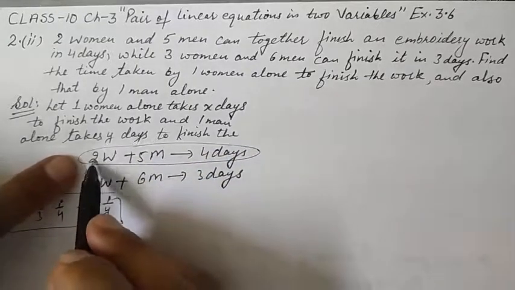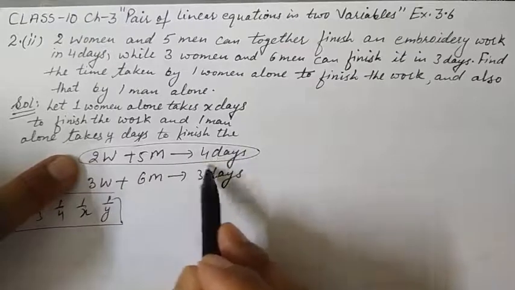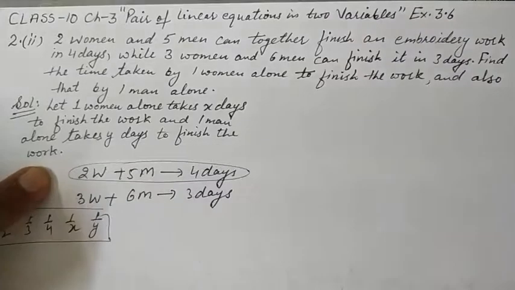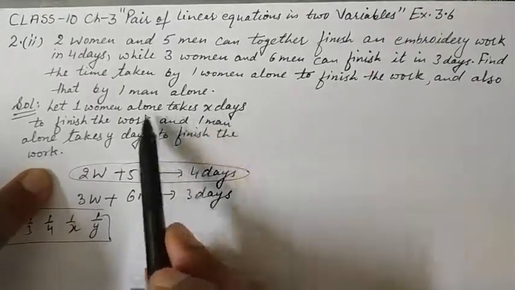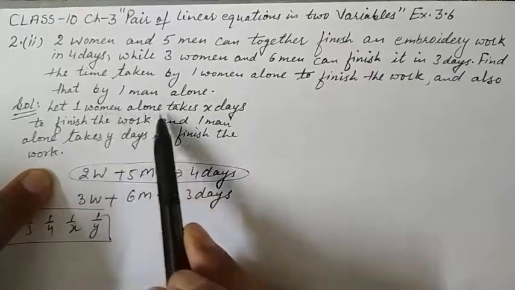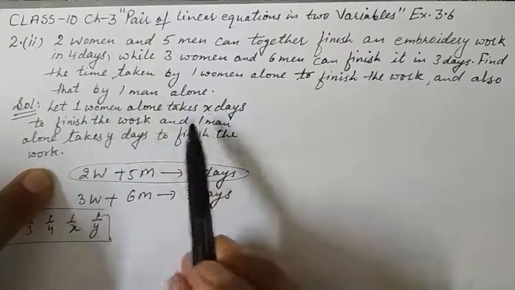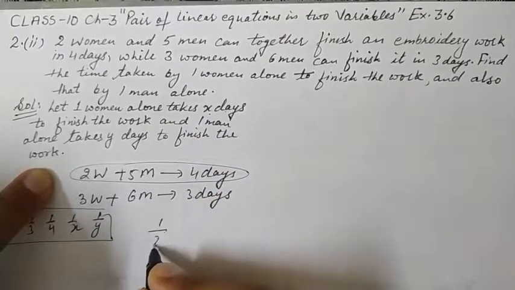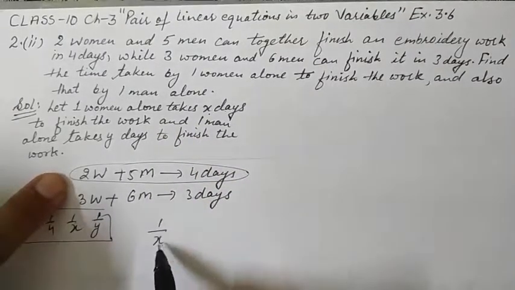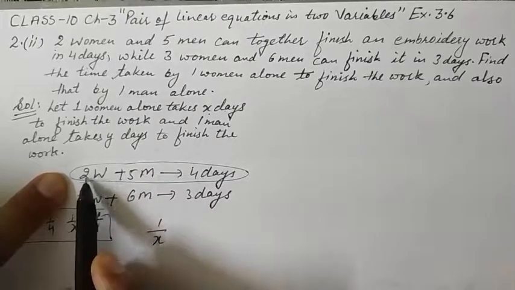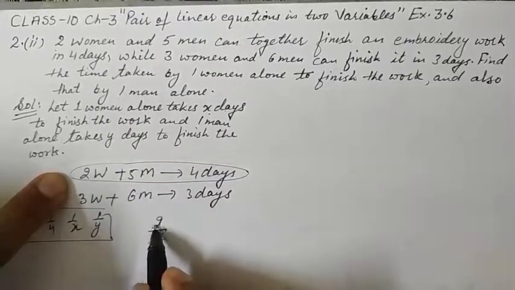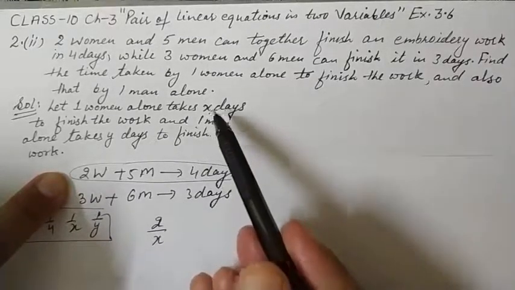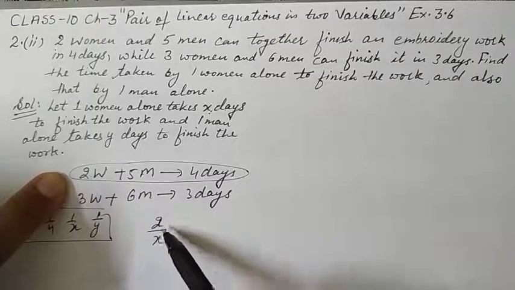So the first condition is 2 women plus 5 men's 4 days work. That is 1 work. So see here, from here we have learned that one woman takes x days to finish the work. So what is one woman's 1 day work? That will be 1 by x. So what is 2 women's 1 day work? That will be 2 by x. So again I repeat, one woman's one day work is 1 by x, so two women's one day work is 2 by x.